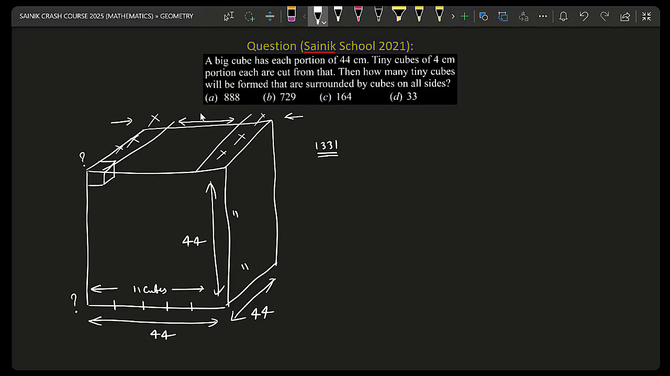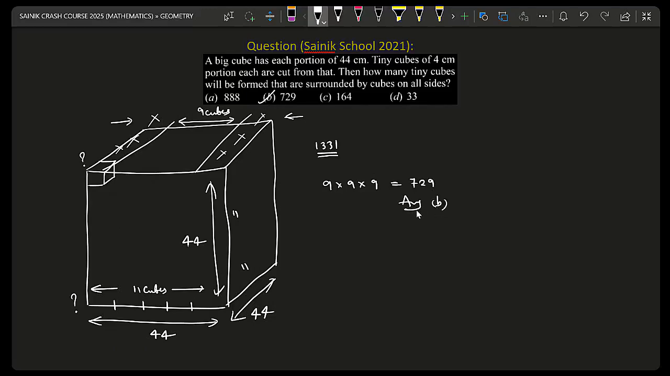Sir, 9. Very good. 9 cubes are left inside, right? Now you take any cube which is inside, after deleting whatever is left inside. So to count that, can we use this product 9 into 9 into 9? Yes, sir. So what is 9 cube? We know 9 cube is 729. That means 729 cubes are surrounded by cubes on all sides. Which option? Option B.